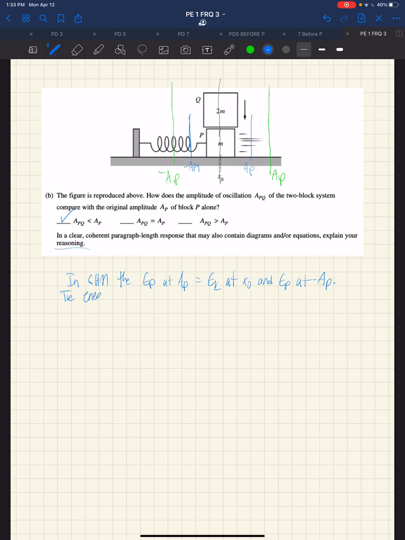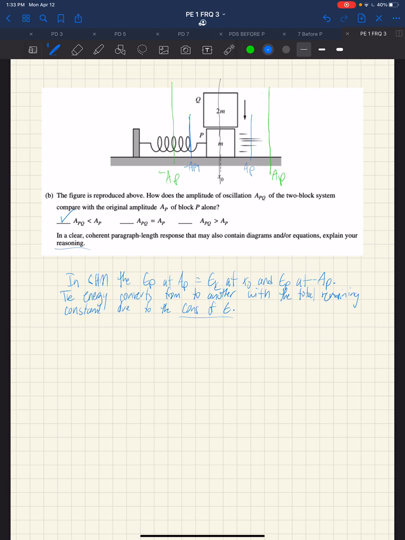The energy converts from one form to another with the total remaining constant due to the conservation of energy. So notice we brought in the conservation of energy. Next, we want to comment about that amplitude.